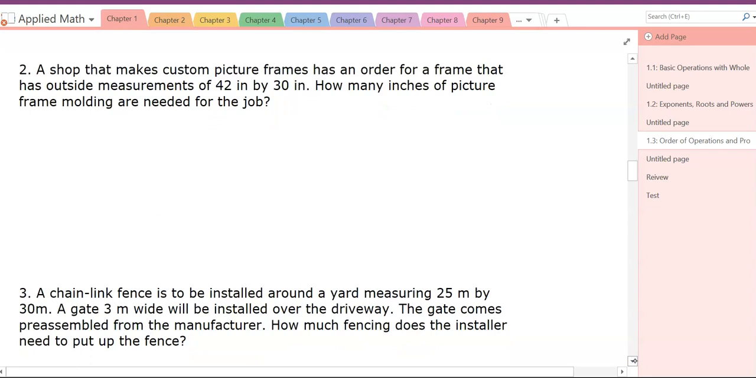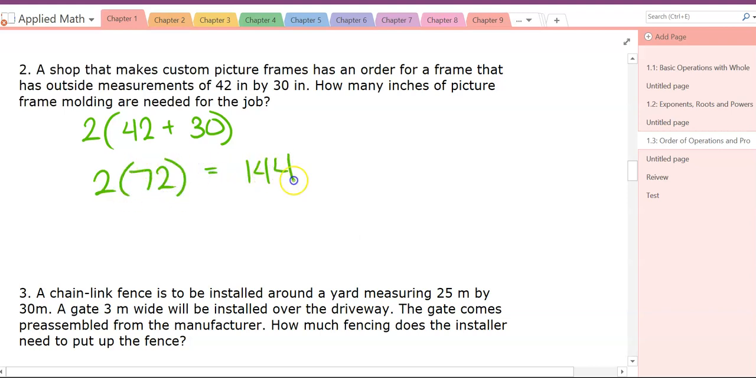Number 2, a shop that makes custom picture frames has an order for a frame that has outside measurements of 42 by 30. How many inches of picture frame molding are needed for the job? So we're going to take 2 times 42 plus 30. So we're just finding the perimeter that goes around the shape. So we have 2 times 72, which is going to be 144 inches.